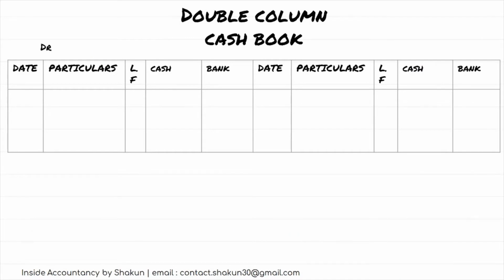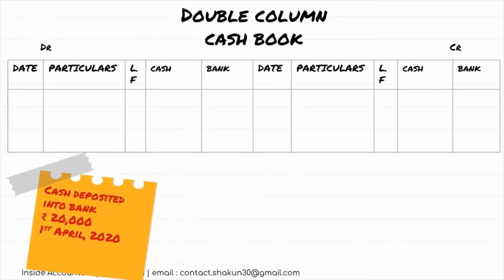Okay, so another example would be cash deposited into bank. This is a little different example, so please listen very attentively. Cash deposited into bank on 1st of April 2020. The journal entry in this case would be, since money is deposited in the bank, bank account DR to cash. Now, since we are making a double column cash book, and you know that cash and bank both are recorded in a double column cash book, that means that both the aspects of this transaction, the debit aspect as well as the credit aspect, will have to be recorded.